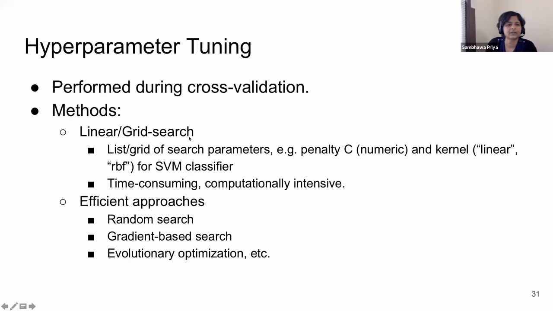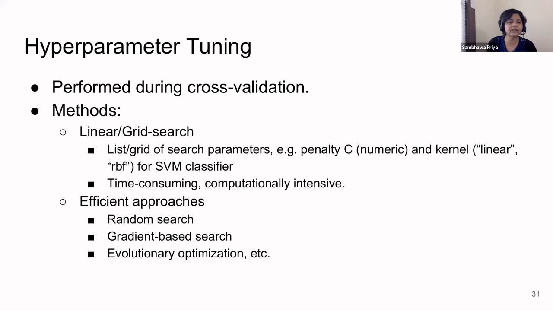So there could be a list of search parameters, different penalties or kernels, and for every penalty parameter, you do that cross-validation thing that we just saw, right? And then you identify the performance. Then you do it for another parameter, and then you go on and so on and so forth. But this can be time-consuming and computationally intensive.